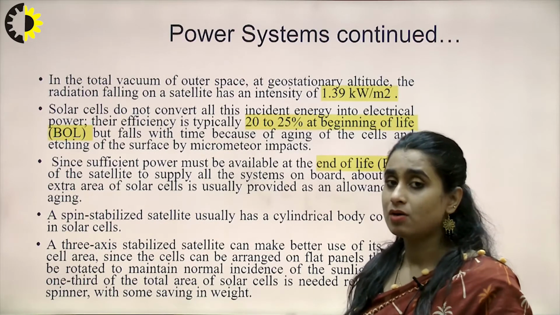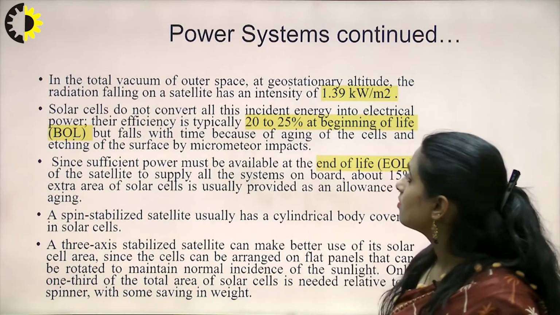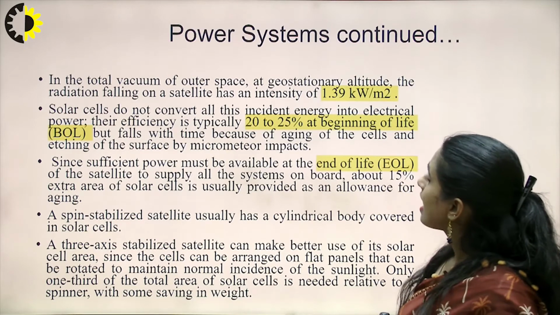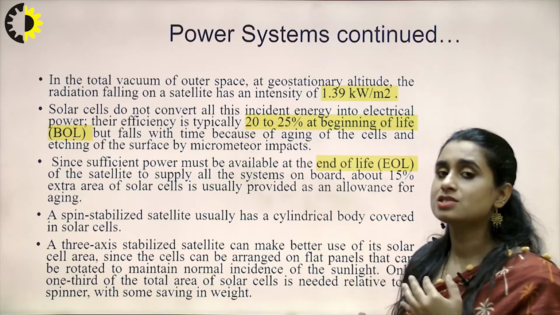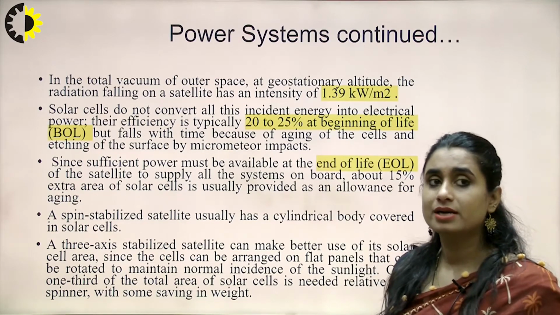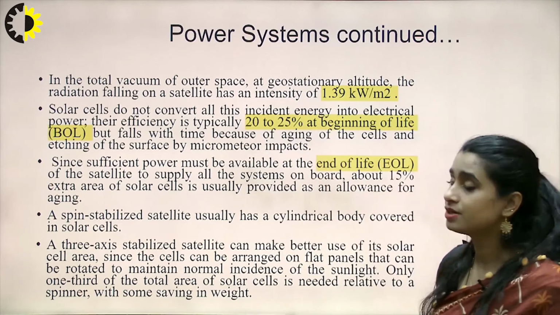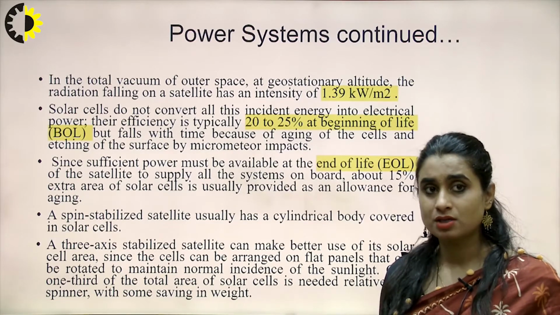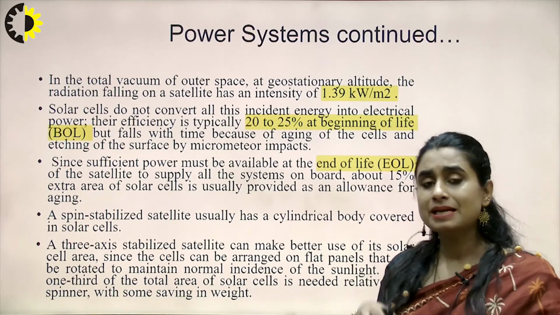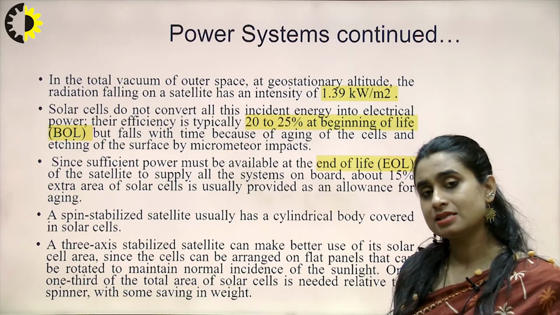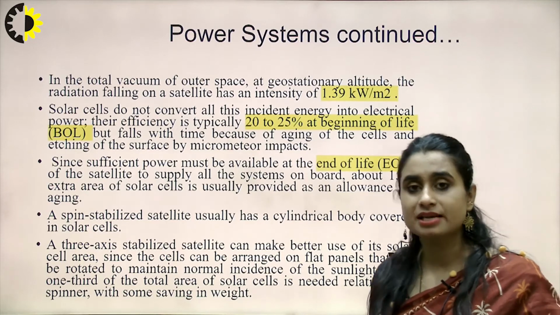So, if we talk about how solar cells work in space, the total vacuum of outer space, for everything we are taking reference of a geostationary satellite, whether we take reference of the velocity or the position or the power it gains. At geostationary altitude, the radiation falling on a satellite has an intensity of 1.39 kilowatt per meter square, right? So this is the intensity. Now the complete energy that falls on a solar cell doesn't get converted into electrical power. Every system has its efficiency.